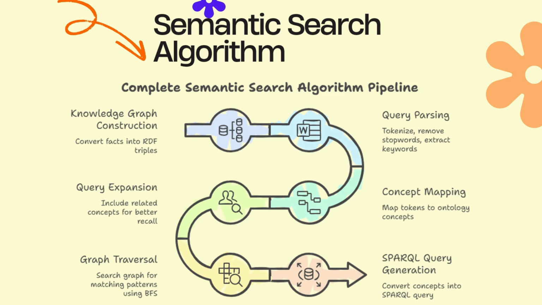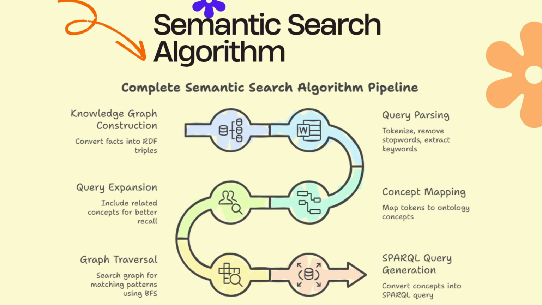Stage 2 is query parsing. You type something like cheap laptops for students. The system first processes your input. It breaks the sentence into individual tokens, removes filler words like for and the, and extracts the meaningful keywords: cheap, laptops, students.